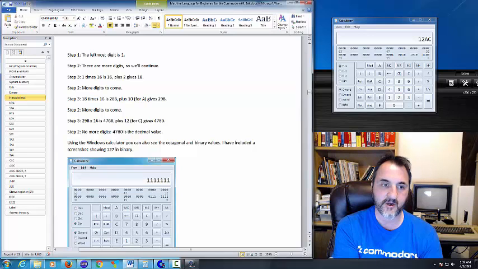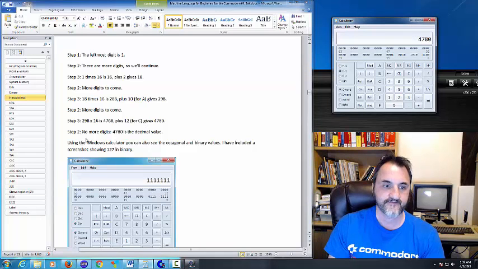Step 2, more digits to come. Step 3 is 298 times 16 is 4768, plus 12 for C gives 4780. And step 2, there's no more digits, so 4780 is the decimal value. And of course, you'll see the result here too.